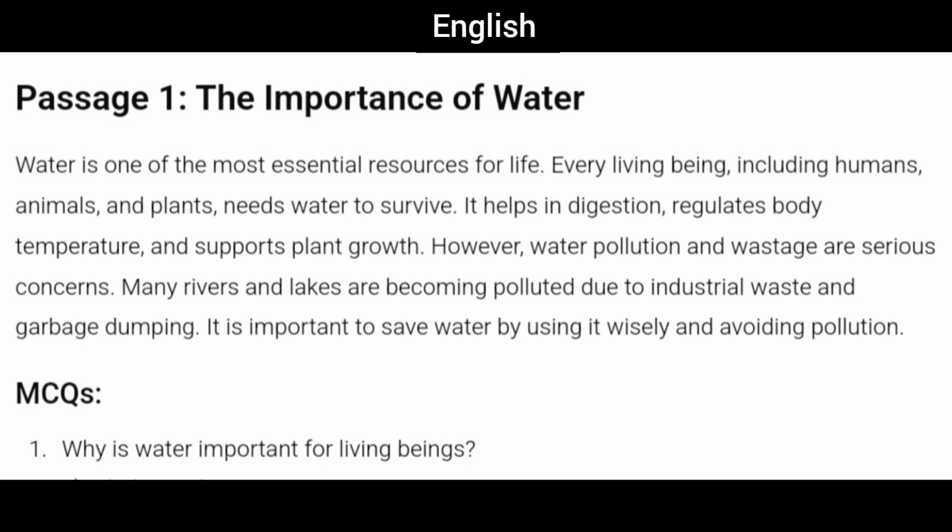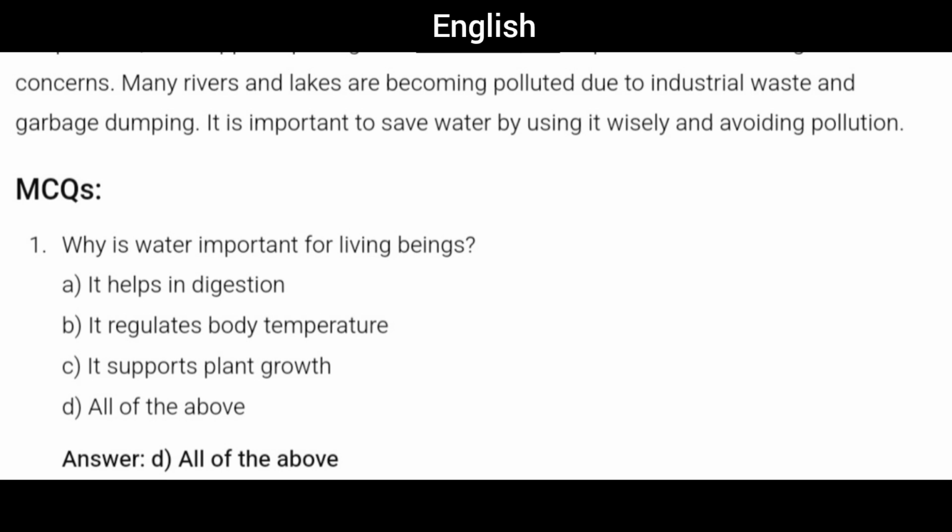Now you see, this is very simple. Already options are given, so you don't even have to read the story at all, right? But don't do that. In the exam, you read the story first, right? So why is water important? It helps in digestion. Of course, it is written in the passage. It regulates body temperature. This is also written in the passage. It supports plant growth. This is also written in the passage. So you understand that all of the above is the correct answer for this, yes or no?